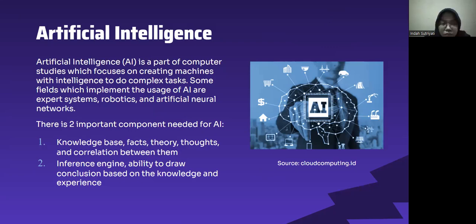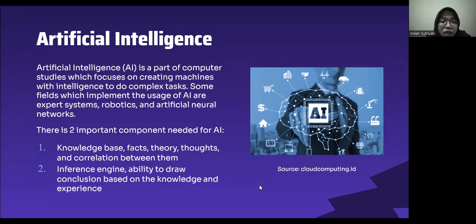Artificial intelligence is a part of computer studies, which focuses on creating machines with intelligence to do complex tasks. Some fields which implement the usage of AI are expert systems, robotics, and artificial neural networks. There are two important components needed for AI. First is the knowledge base: facts, theory, tasks, and relations between them. And the second is the inference engine: the ability to draw conclusions based on the knowledge and experience.